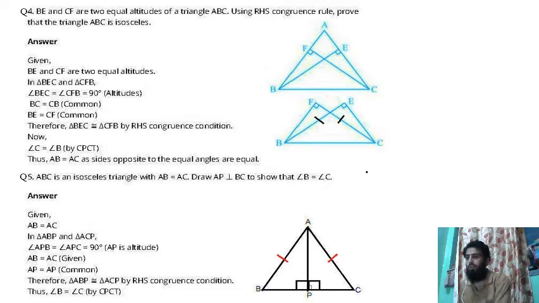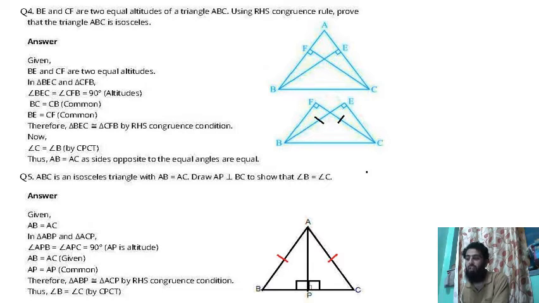Assalamu alaikum students. We will continue with exercise 7.3 and today we will do question number 4 and question number 5 from it. Question number 4 states: BE and CF are two equal altitudes of a triangle ABC. Using RHS congruence rule, prove that triangle ABC is isosceles.